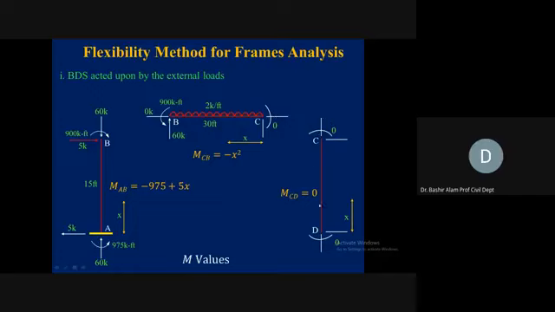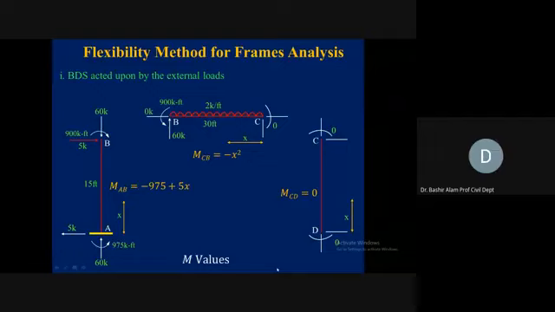Now member CD should be in equilibrium. So all the actions at D are 0. So you can start from A and start moving towards B, C, and D, and you will get exactly the same values which we found the other way. Now we start writing the moment equation. The moment equation we already discussed.